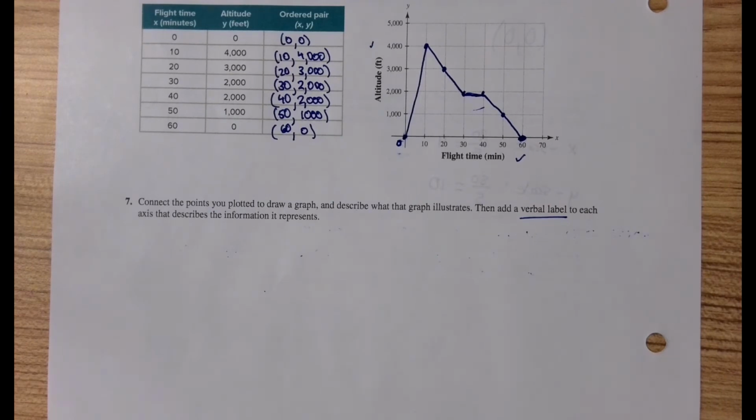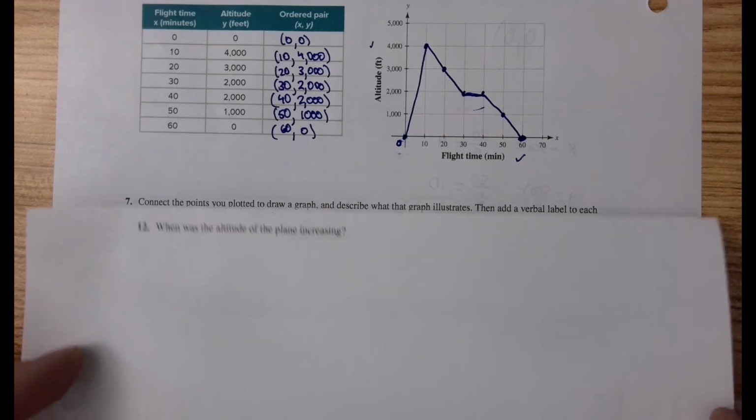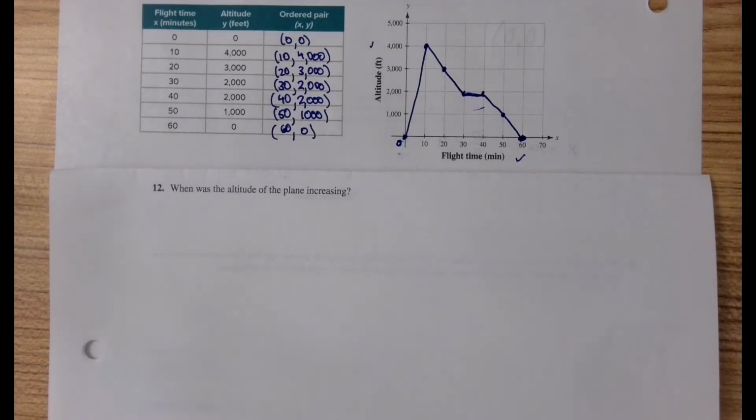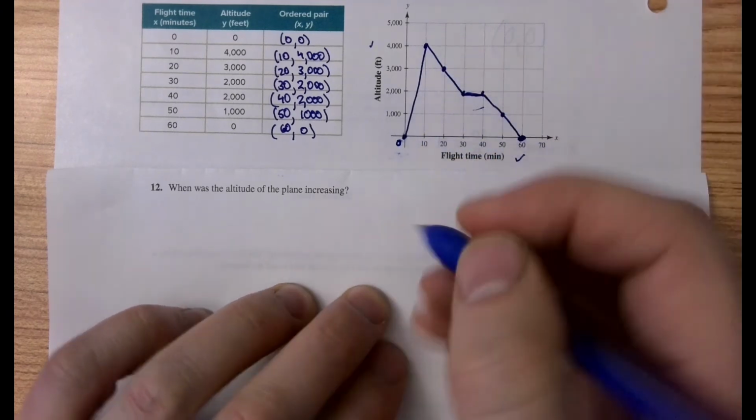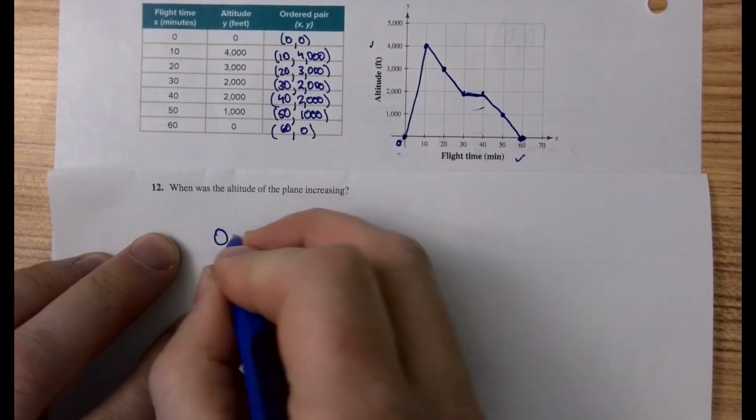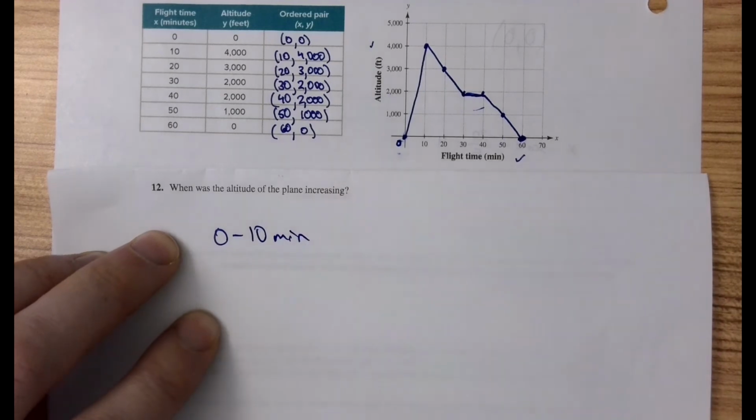And then we're asked, hey, when is this thing increasing? When is the altitude increasing? This is connecting to slope. So we're looking at where are the y values increasing? So we've got that only from 0 to 10 minutes, only that interval.